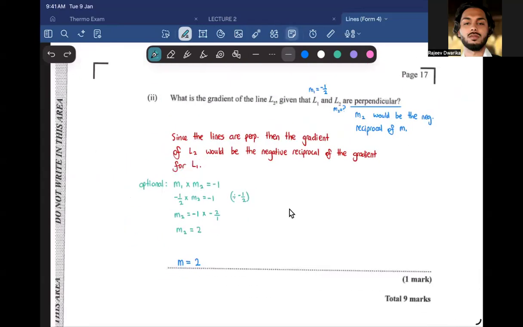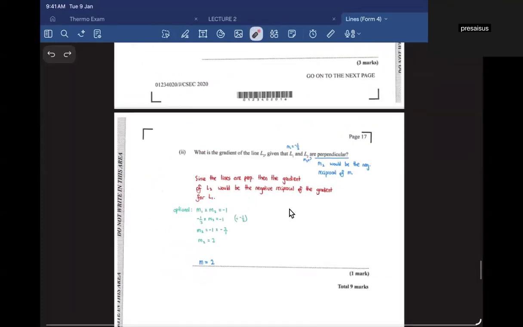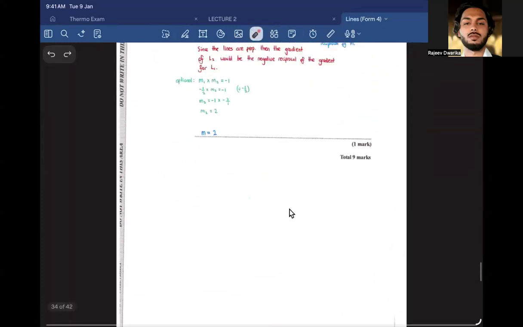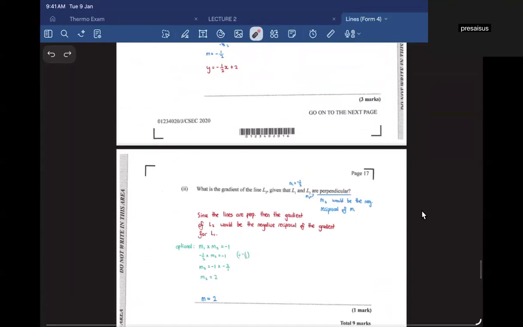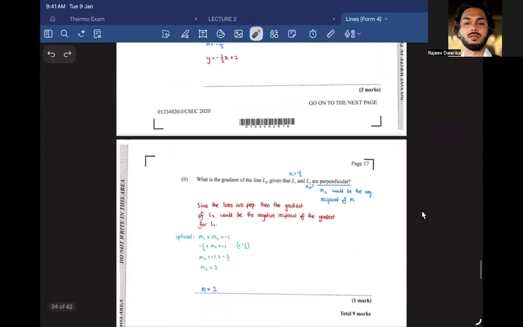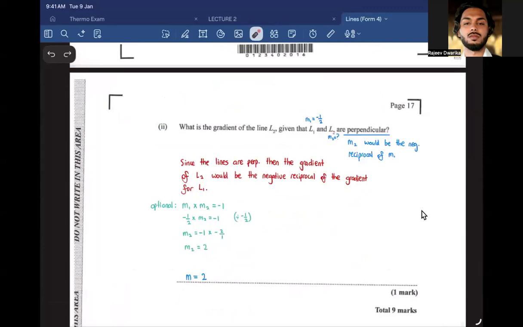This is the working. Or you could just put the answer and get 1 mark. These are 1 mark questions. They're not testing you that much. This is all about recognition. Why do you think they would mention L1? They literally said that L1 and L2 are perpendicular, so they want you to use the answer from the previous question in this one. So just flip and change the sign for the gradient of line 1. That's all. So M is equal to 2.